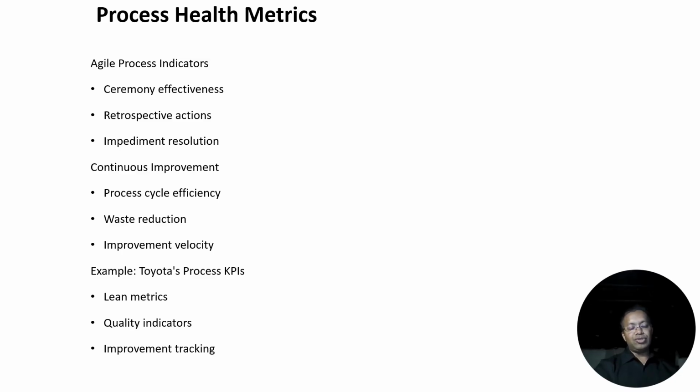We again refer back to Toyota's example with process KPIs, lean metrics, quality indicators, improvement tracking across all of their production and manufacturing. And Toyota is a classical example of process metrics. They're very concerned with quality, concerned with lean management as well.